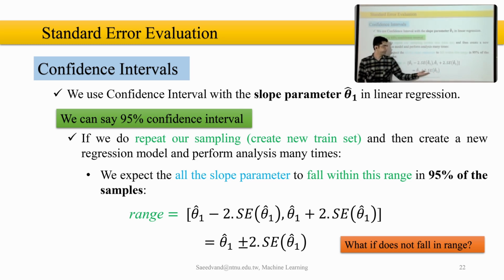If your values are in the range of this minus and plus value, you can say that 95% of the time I have a confidence interval that is valid over here. And you need to show this parameter for your model.